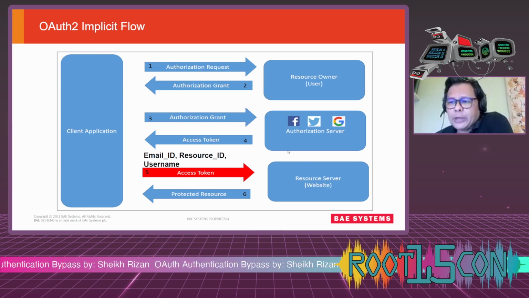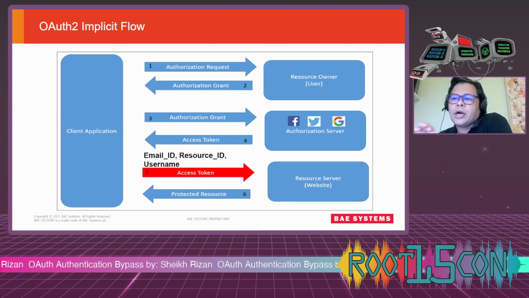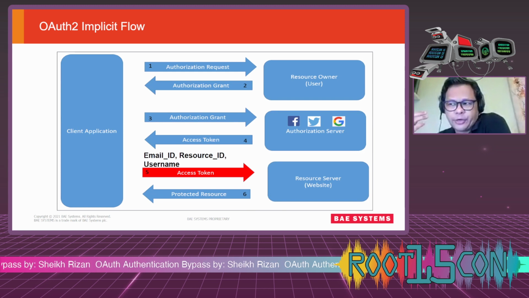On the fourth step here, you will see the access token that gets passed back from the authorization server. The client application would send 3 parameters. These 3 parameters are very important because this is the gist of the discussion that we're going to have here. When the access token has been passed back to the resource server, which is the website that you are trying to authenticate against, you will have 3 parameters: the email ID, the resource ID, and the username.